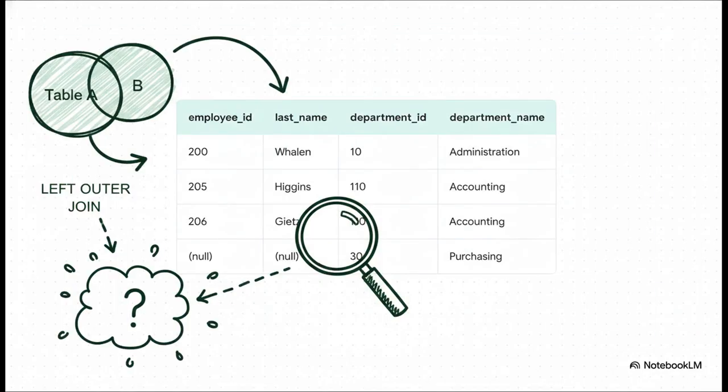All right, let's try this with our data. So if we do a left outer join and we make our departments table the left table, this is the result. We still get Whelan, Higgins, and Gitz all matched up perfectly. But check out that last row. There it is. The purchasing department is back in the picture. And since no employee is assigned to it, the employee columns are just null. We've successfully found the gap in our data.